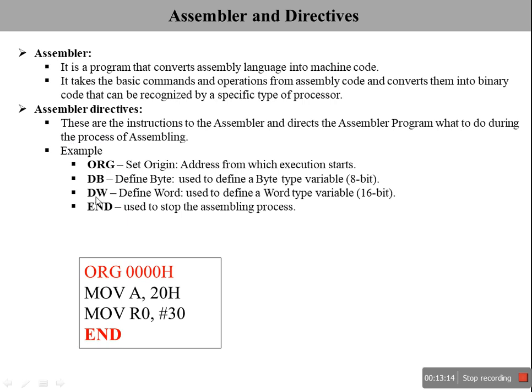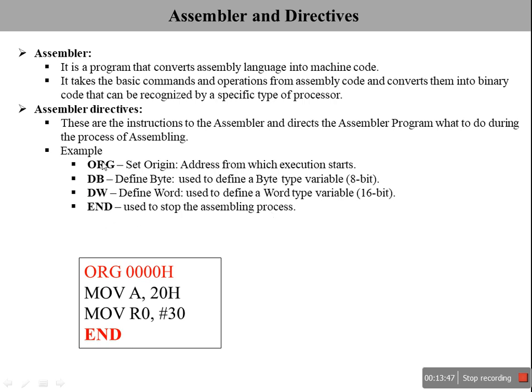Typically a few are here: org. Set the origin, this is the address from which the execution starts. Then we can have db, defined byte, used to define a byte type variable. We can have different variables here in assembly language. Those variables we can declare as 8-bit wide or 16-bit wide. So if you are using db, it is defined byte. Similarly dw is defined word. Then we have another assembler directive, end, used to stop the assembly process.